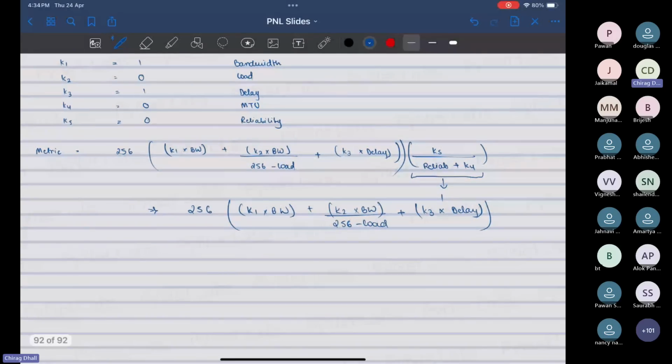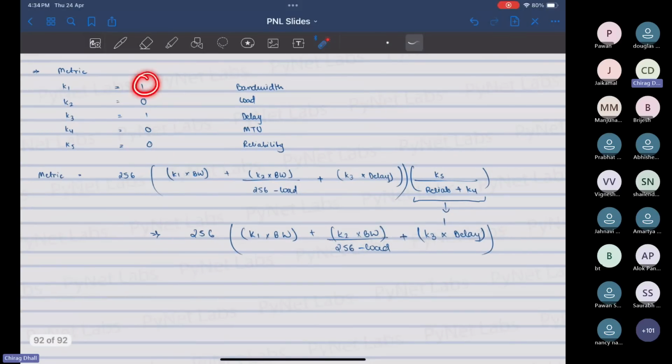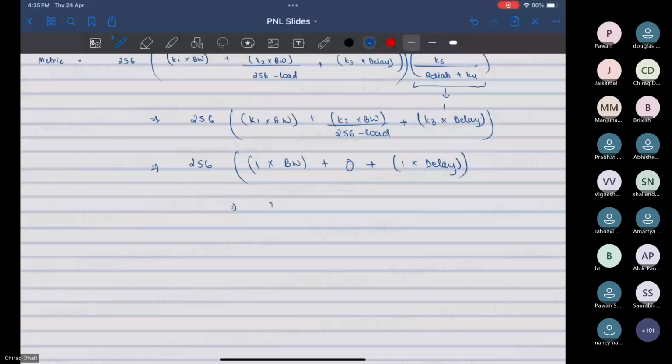Then after that, we said that the value for K1 and K3 by default is 1 and the remaining is 0. So let's put these values. 256 multiplied by 1 into bandwidth plus K2 is 0. So 0 divided by 256 minus load will make it all 0. Plus K3 is again 1. So 1 multiplied by delay. What are we actually left with? 256 multiplied by bandwidth plus delay.